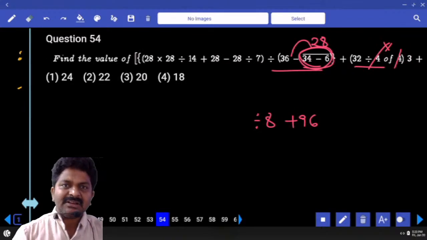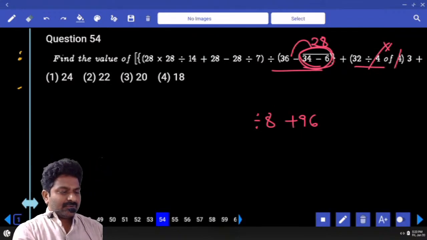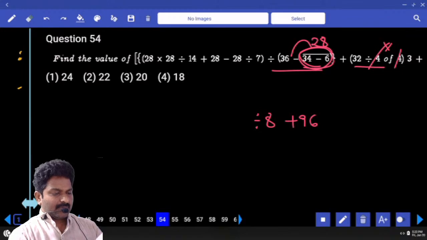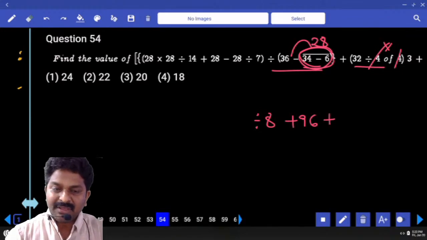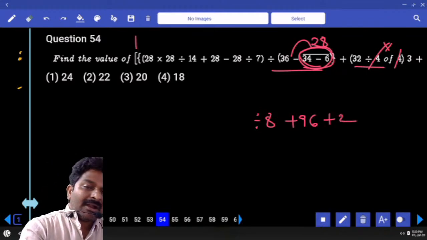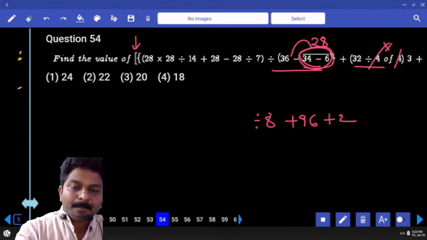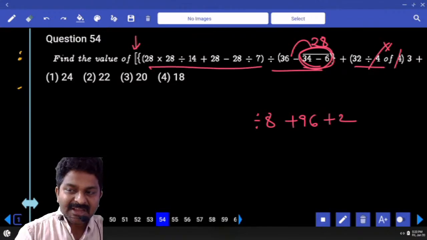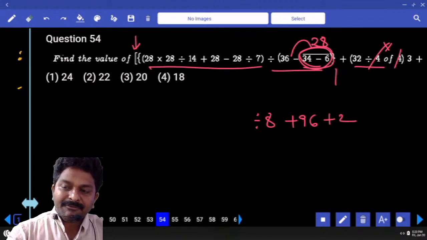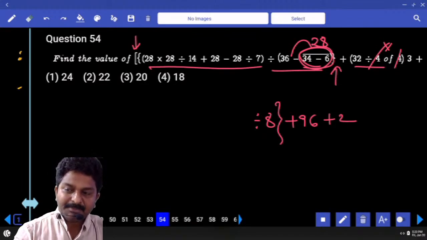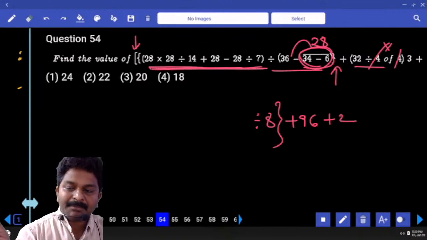Plus something is there? Plus, are you sure? Let me cross check. Yeah, plus 2. Plus 2 we have. And the square bracket is for the entire equation, correct? Now, let's first calculate this part. Do remember, flower bracket is here. So let me write that flower bracket. And first we need to calculate this particular part.